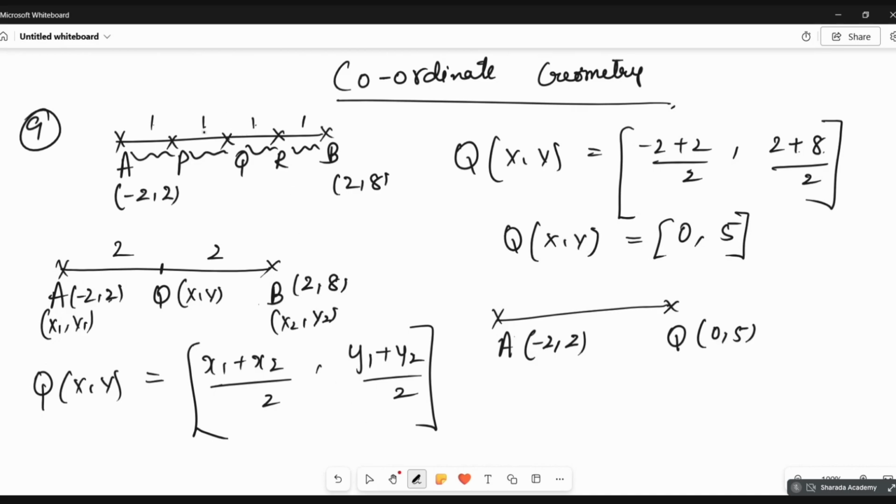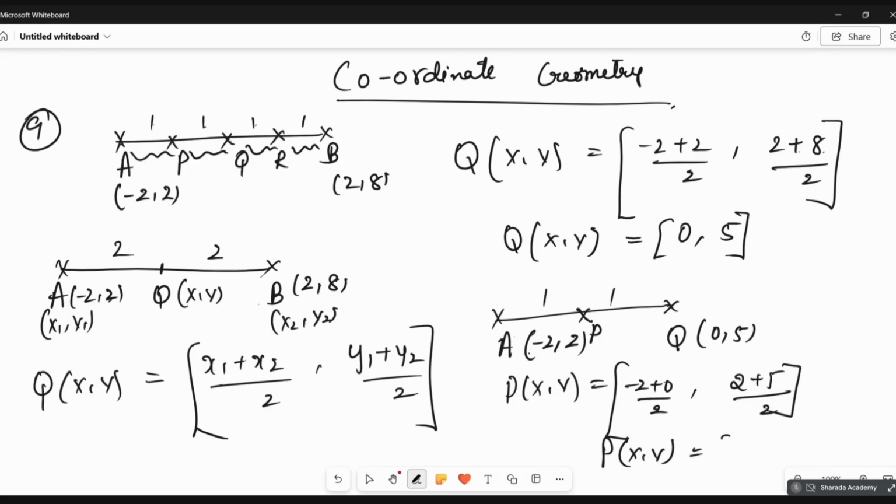Now P is in between A and Q. This is also 1:1 ratio. So I will find the P point. P of x comma y will be equal to, again, x1 plus x2 by 2, y1 plus y2 by 2. x1 is minus 2, so minus 2 plus 0 by 2, and 2 plus 5 by 2. So we will get minus 1 comma 7 by 2. So this is the P point.